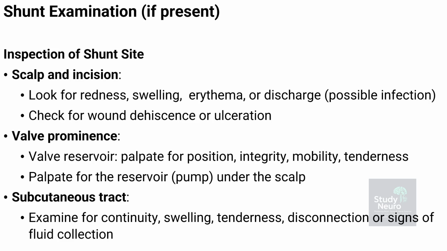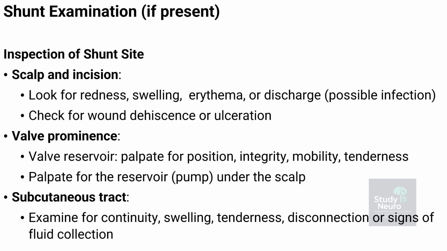In any patient with congenital hydrocephalus who has a cerebrospinal fluid shunt in place, a systematic shunt examination is essential. Begin with inspection of the shunt site, carefully examining the scalp and surgical incision. Look for redness, swelling, erythema, or discharge, which may indicate shunt infection, and assess for wound dehiscence or skin ulceration, particularly over areas where the hardware is prominent beneath the thin scalp.